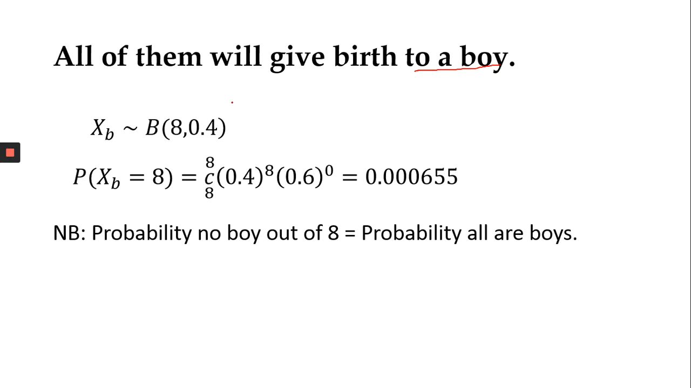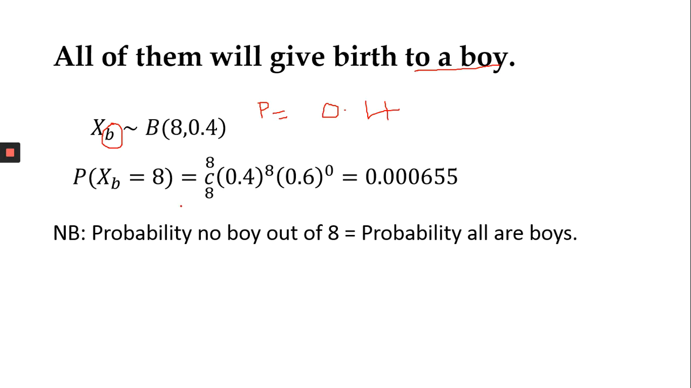I want you to take note that our P has changed. Remember, P for boys is actually equal to 0.4, because P for girls is 0.6. So the success here, because we are now referring to boys, and I want you to check even the X, I've tried to show that it's X for boys.